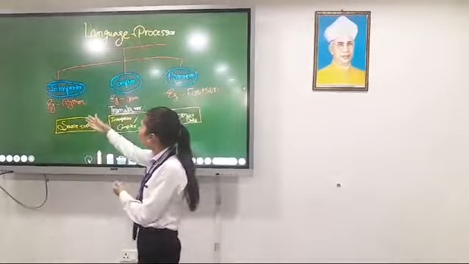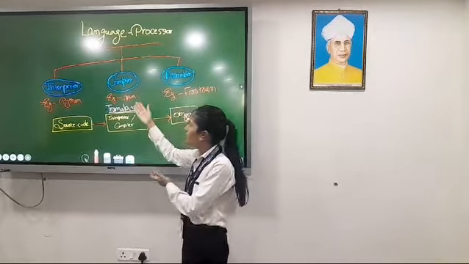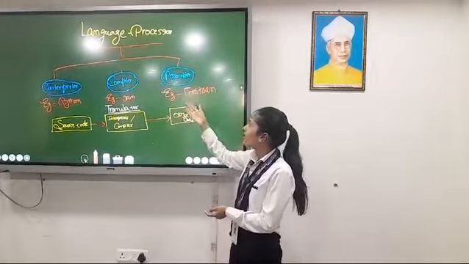And here the example of an interpreter is Python, the example of a compiler is Java, and the example of an assembler is Fortran.